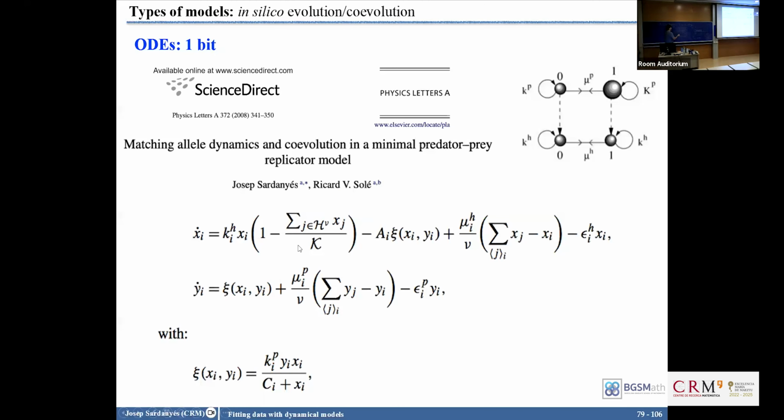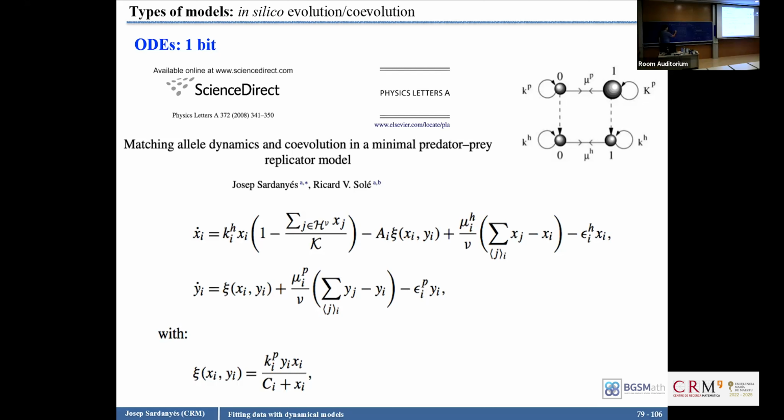So I have preys and predators, and I have 1 bit. So it's like this, with a perfect matching. That is, predator 0 will only predate prey 0, and 1 only 1. But these other combinations are not allowed.